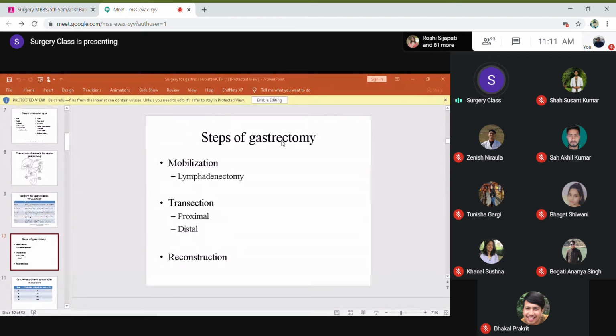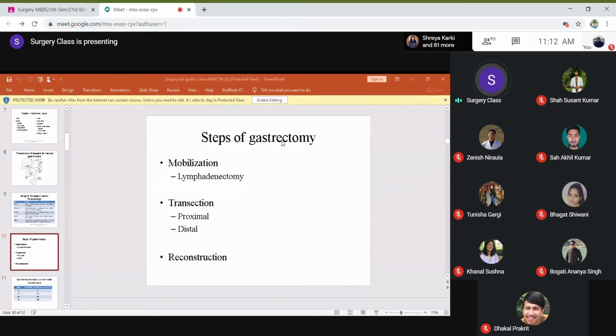So 10 you have to remove, and then 11G you have to remove, in addition to the mentioned ones. So this is the same representation. And then reconstruction following gastrectomy.